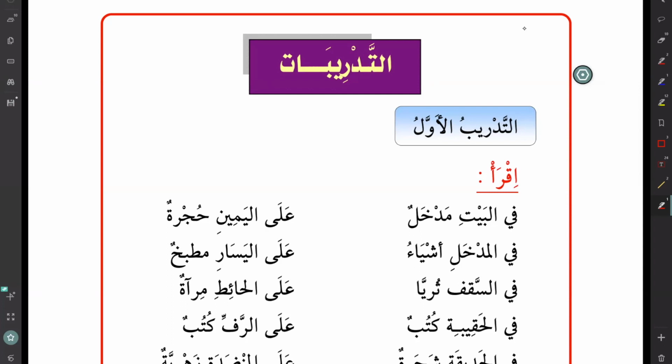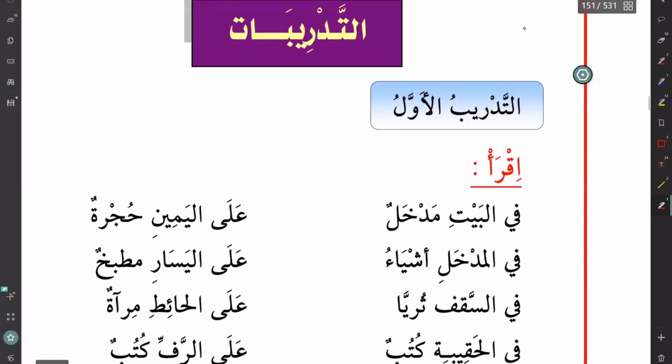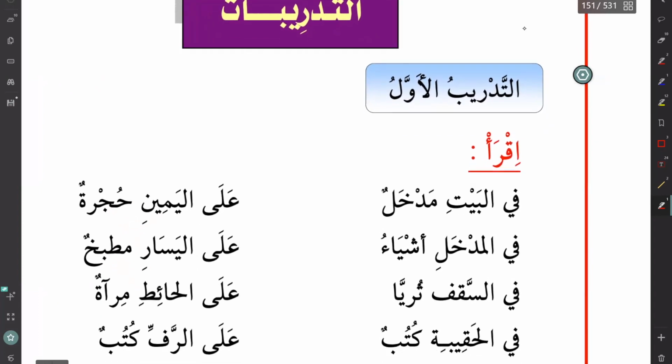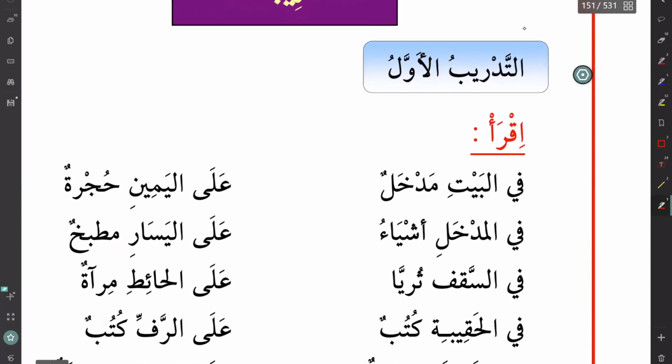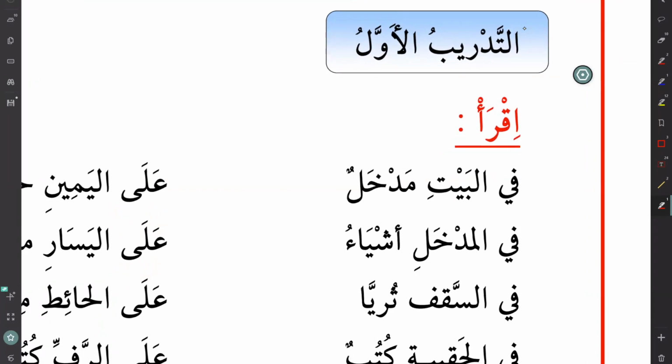We're starting with التدريبات, the exercises, right? And the first تدريب we have, التدريب الأول, the first exercise. It says اقرأ. اقرأ means read. So obviously when we read them, we also need to understand what we're reading, right?